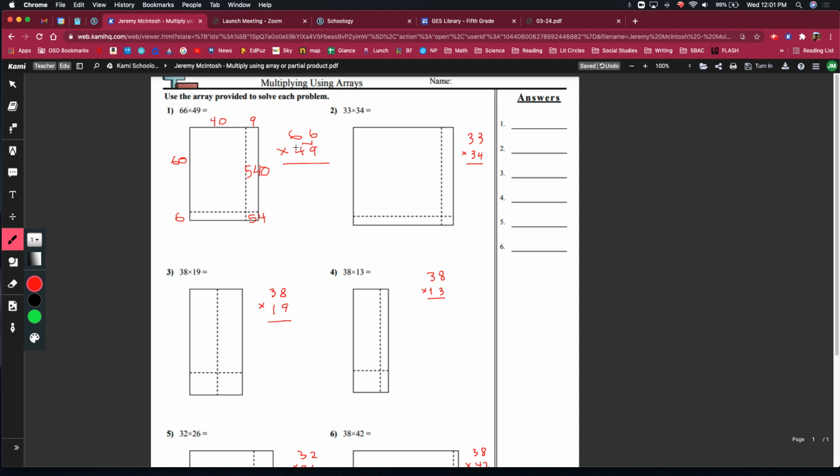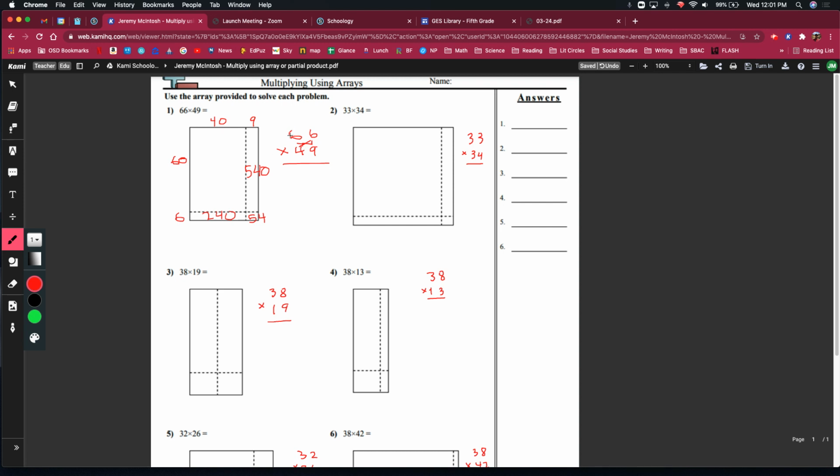Now I'm going to move into the 40 times 6. So I move over, and the 40 times 6 will come down here in this area. 4 times 6 is 24 with a 0 on the end because it's 4 tens, so powers of 10. 40 times 6 is 240.